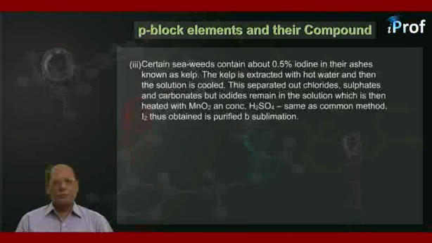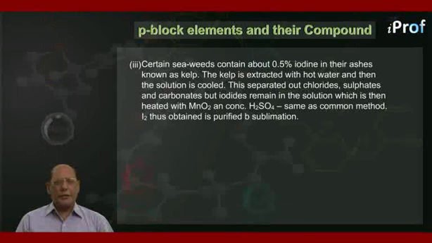Third method, certain seaweeds contain about 0.5% iodine in their ashes known as kelp. The kelp is extracted with hot water and then the solution is cooled. This separates out chlorides, sulfates and carbonates, but iodides remain in the solution, which is then heated with manganese dioxide and concentrated sulfuric acid, same as common method. So I2 thus obtained is purified by sublimation.